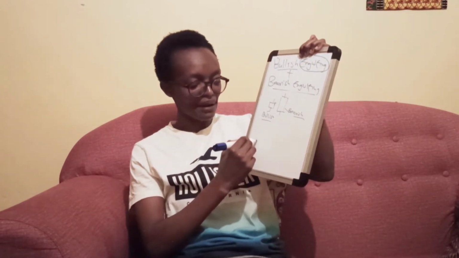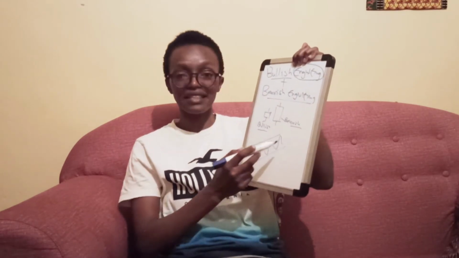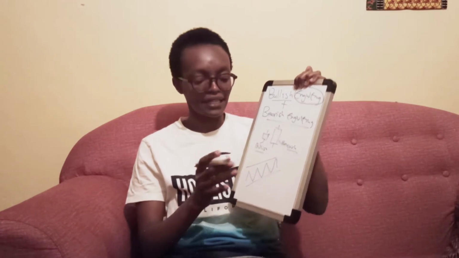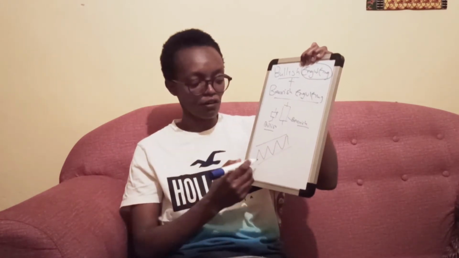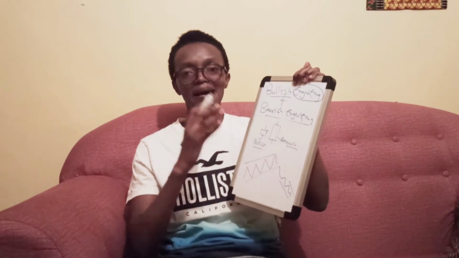So when you see this kind of pattern form in an uptrend, meaning prices are moving consistently higher and higher, it's an indication that a reversal might happen and the trend might change from an uptrend to a downtrend. So this is a bearish reversal candlestick pattern.